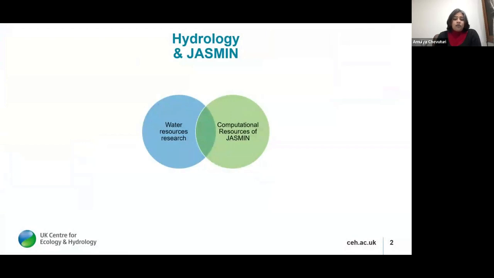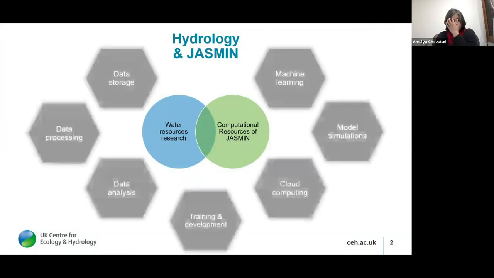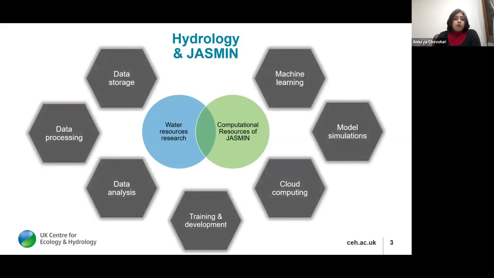In this talk, all of us are going to be showcasing examples of our research focused on water resource science, in which we are already using high-performance computing resources from JASMIN or plan to use JASMIN's resources to aid our science. As with most domain-specific sciences, in hydrology also, we use JASMIN computing power for many different reasons, ranging from data storage and analysis to model simulations, and even for training and development. Next slide, please.